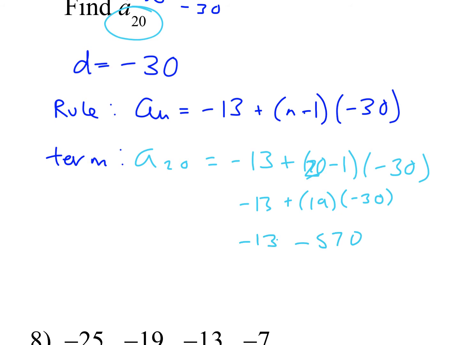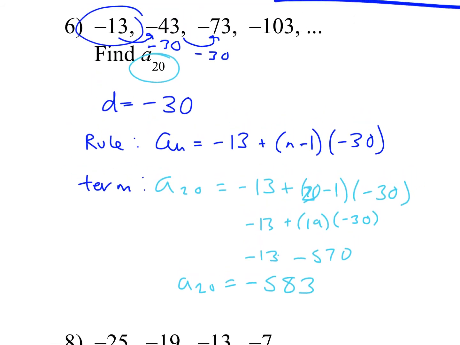So -13 minus 570 would be -583. So for this question, our answers would be our common difference, which is d here, our rule, and our term. Any questions?